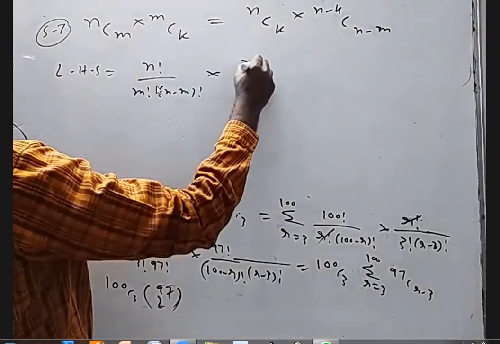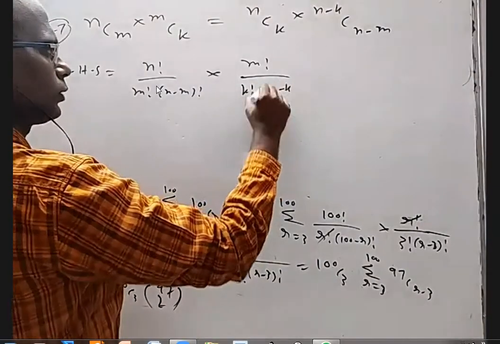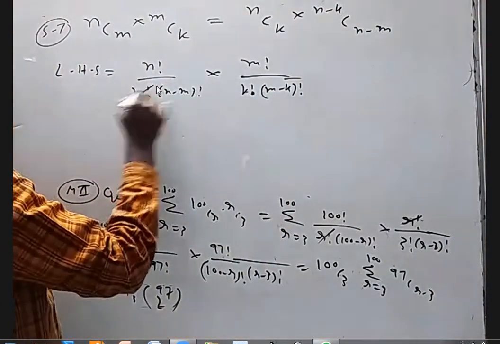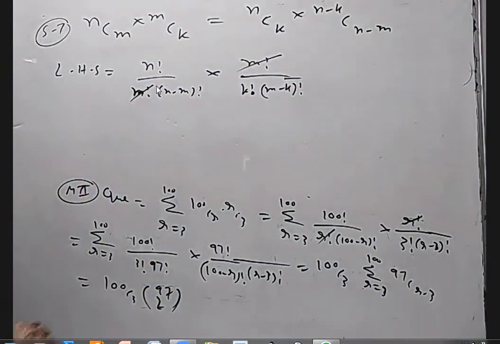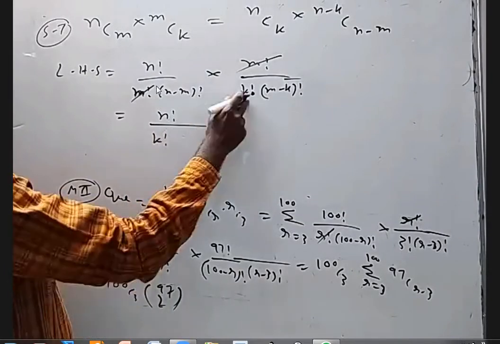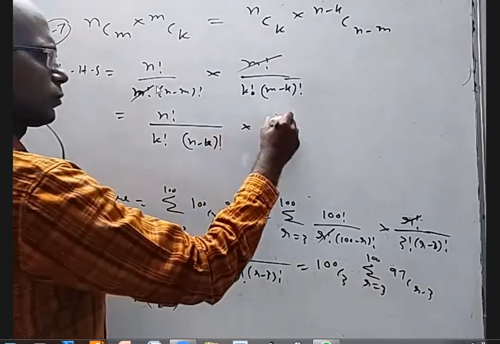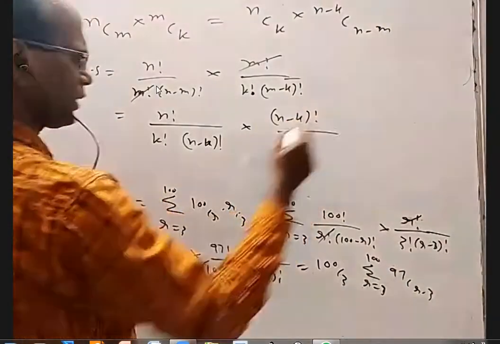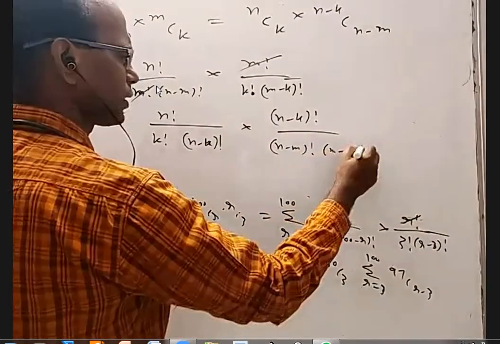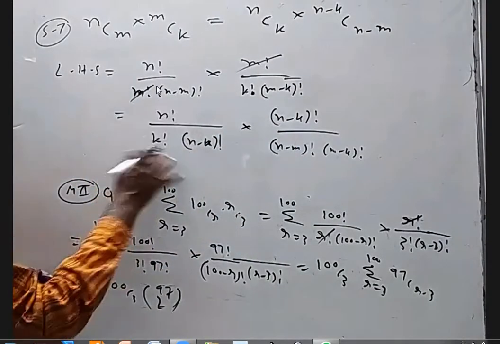And m factorial is m factorial by k factorial into m minus k factorial. This m factorial and this m factorial I can cancel. Now n factorial by k factorial, here I will divide with n minus k factorial and multiply with n minus k factorial into n minus m factorial into m minus k factorial. Sum of these two is this, sum of these two is this. So this is NCK.